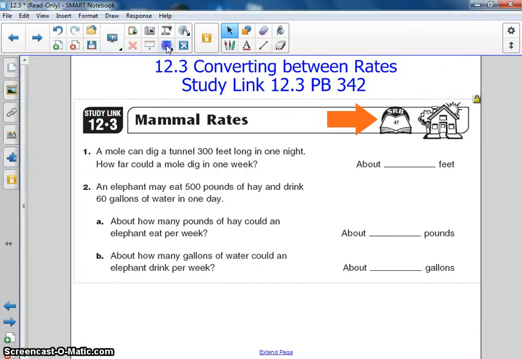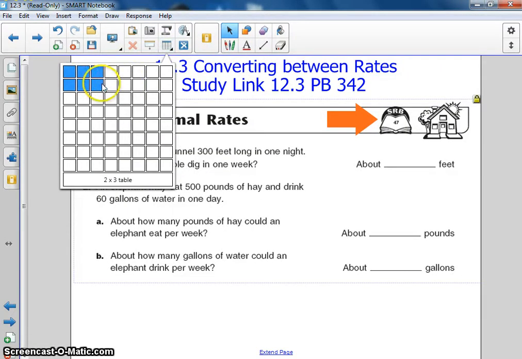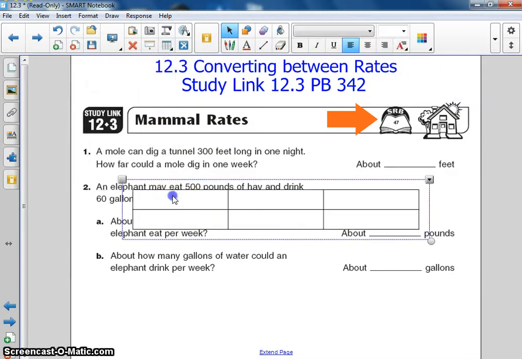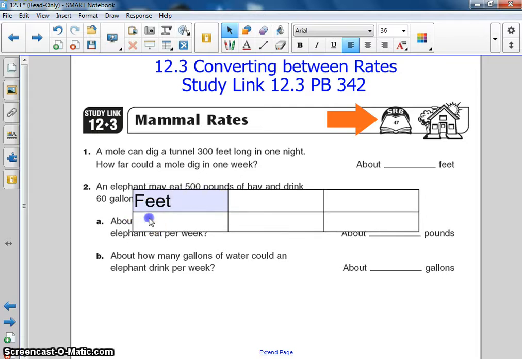So you could make up your own rate table. So let's look at that. Okay, we have feet and we got days. We could do that. So I'm going to make up my own rate table. It makes it a whole lot easier to look at it. So I know in one night, in one day, I should have said night, it's 300 feet.